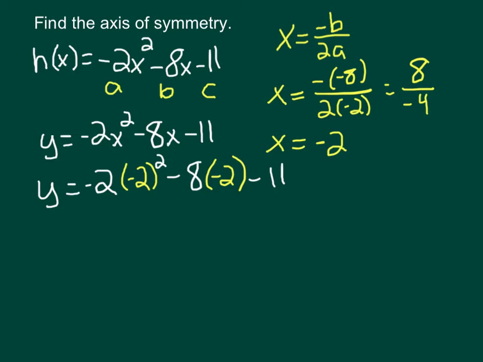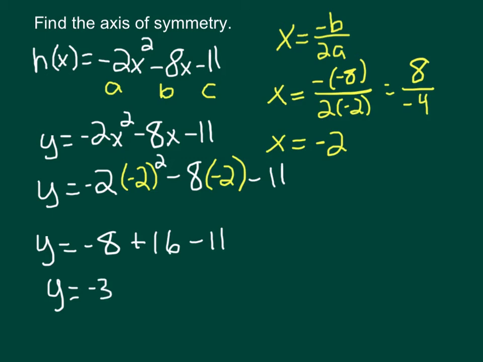Now we've got to make sure to do our order of operations. So order of operations tells me I have to do my exponents first. So negative 2 squared is positive 4, times a negative 2 would give me negative 8. So y equals negative 8, and then negative 8 times negative 2 would be a positive 16, plus 16 minus 11. Okay, so negative 8 plus 16 would give me 8, minus 11 would give me a negative 3. So my y value equals negative 3.